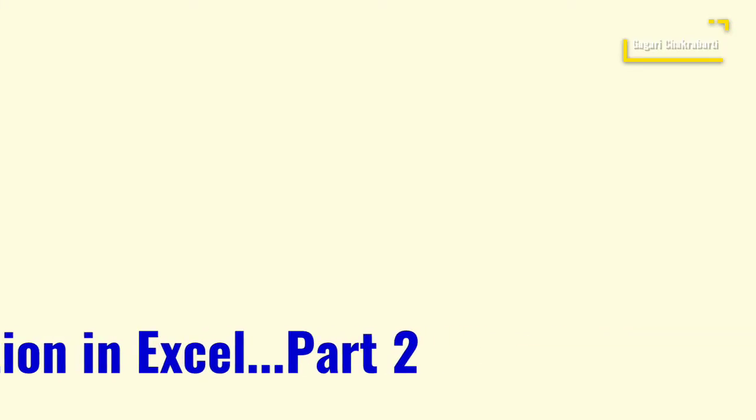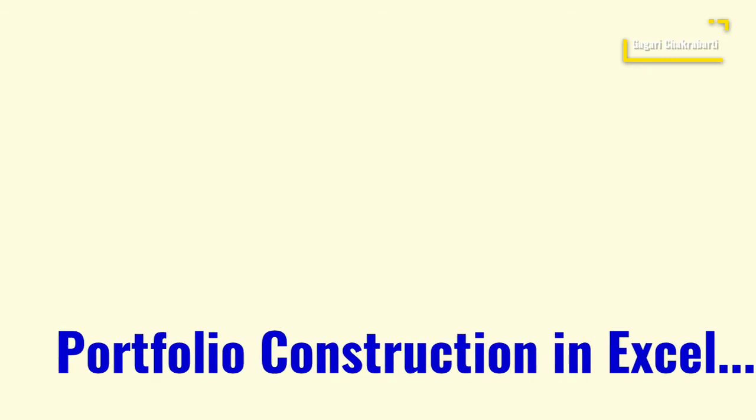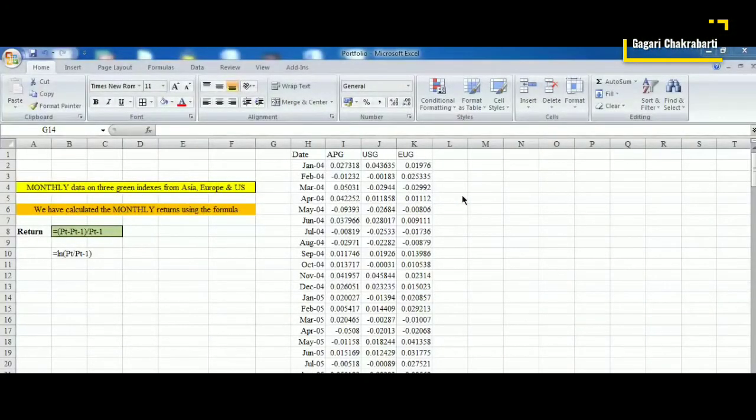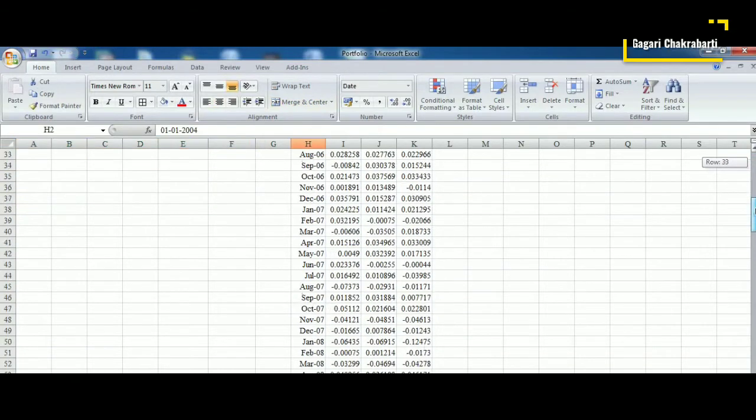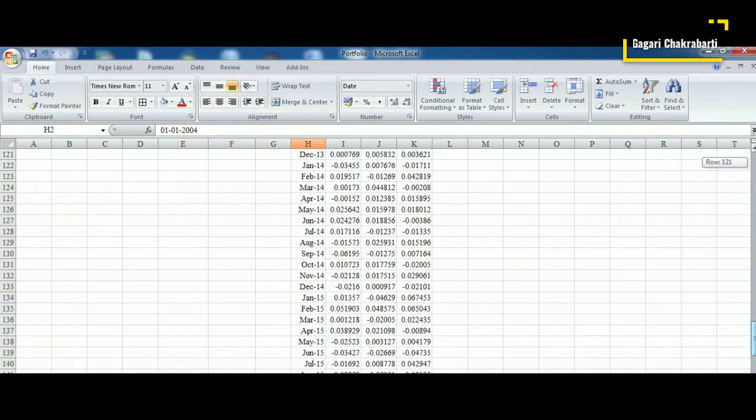Hello everyone. Today we shall learn how to construct different types of portfolios in Excel using financial time series data. We have data on the three green indexes from the world: the Asia Pacific market, the US market and the European market. The monthly data starts from January 2004 and extends until July 2019.